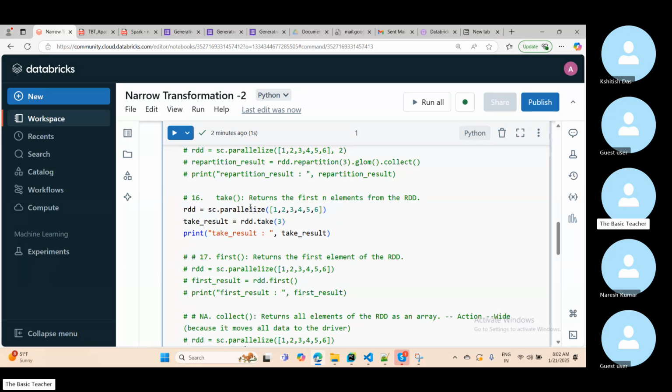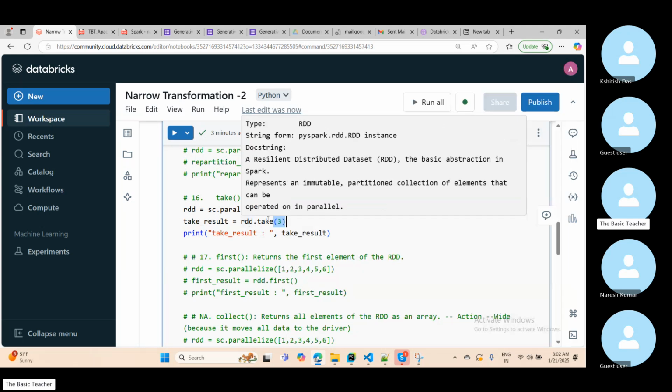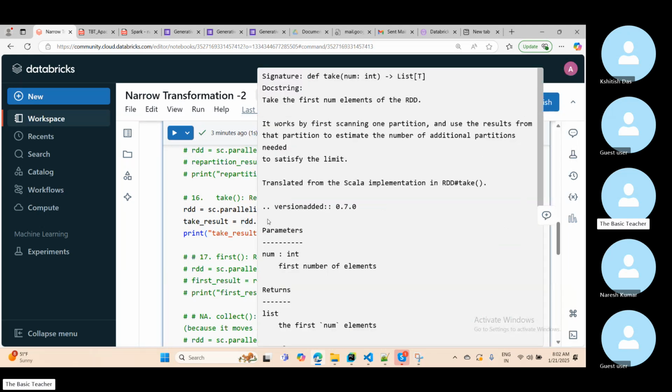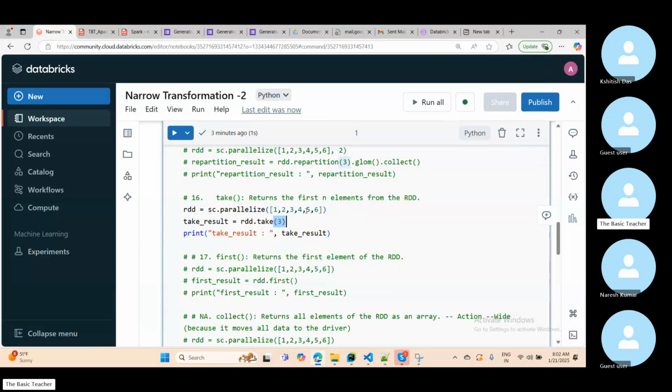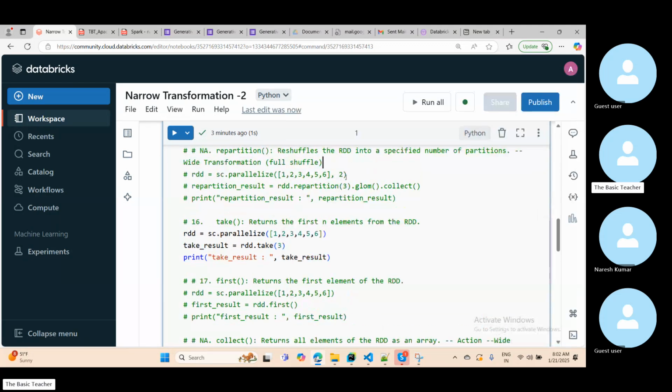Then take means the first n number. That means this takes a parameter, one argument. If you see its original definition, you can see it has a number parameter that is int, and that will take the first n elements, however many you define. This is 1 2 3 4 5 6, the elements of the original RDD. If you compare with the previous one, there you were giving the number of partitions; here you are not giving it, so this will be created with the default number as per Spark.